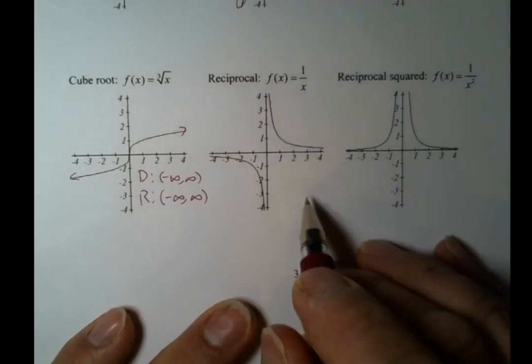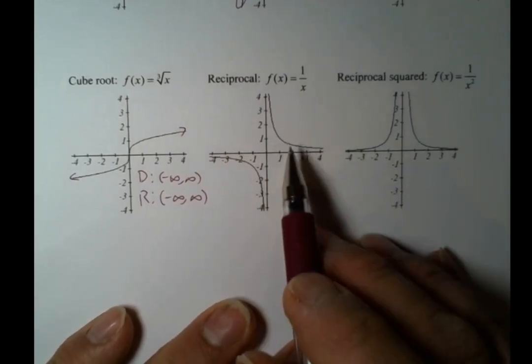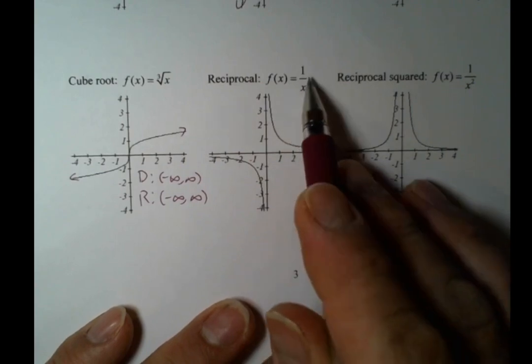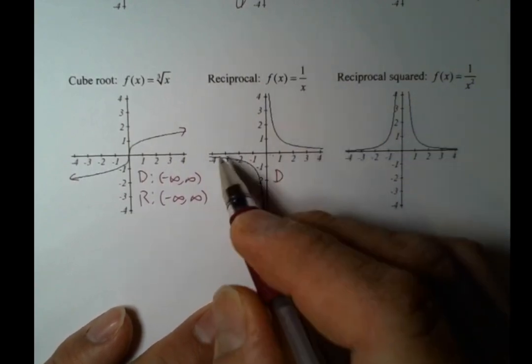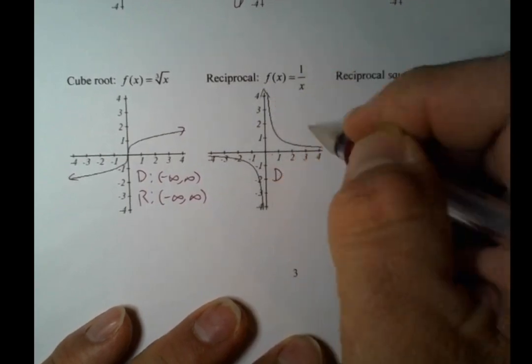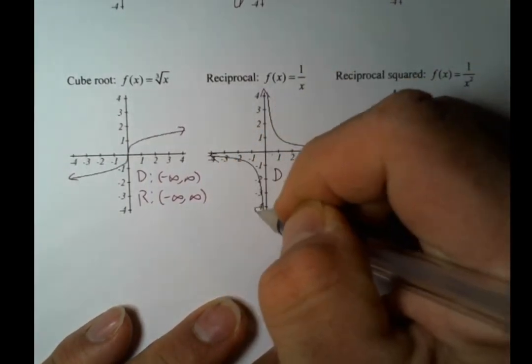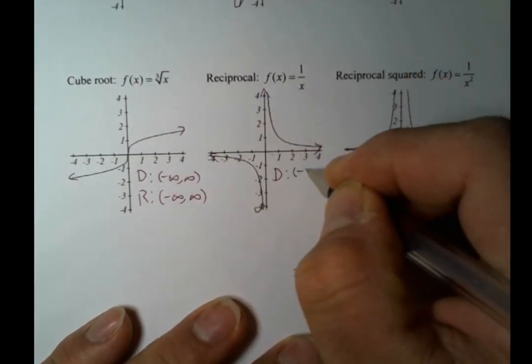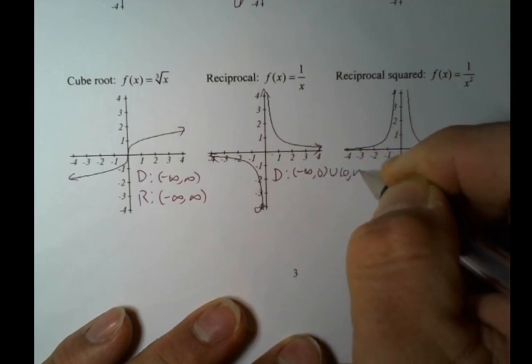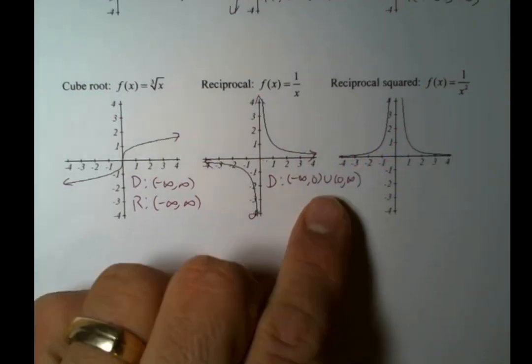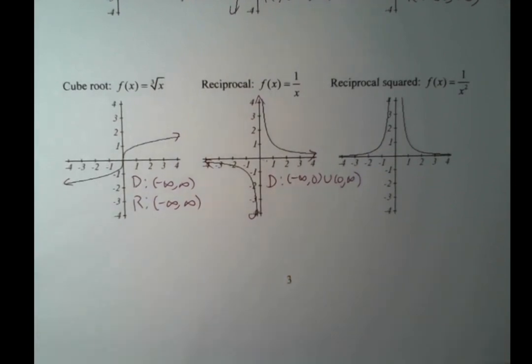And our reciprocal function. Notice here there's a break where it's undefined. We can't divide by 0. So our domain is going to be all real numbers except 0. The way we write that is from negative infinity to 0, union with 0 to infinity, where we just take out the 0 there.